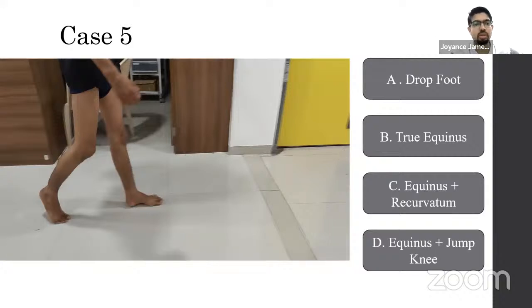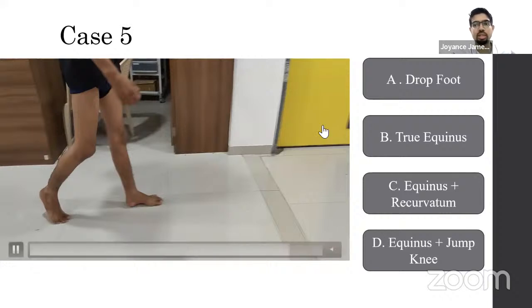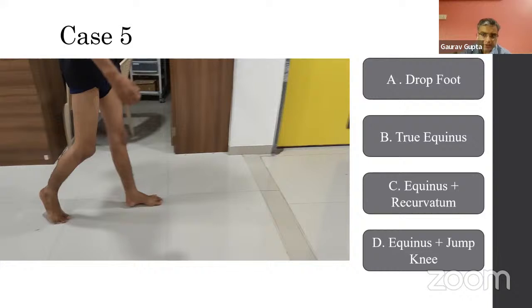GMFCS 1 because he's fairly independent. Gaurav sir, would you like to add? Yeah, so I agree. Everybody has answered it well. It is true equinus and GMFCS 1. Okay, thank you, sir. We'll move to the next one.